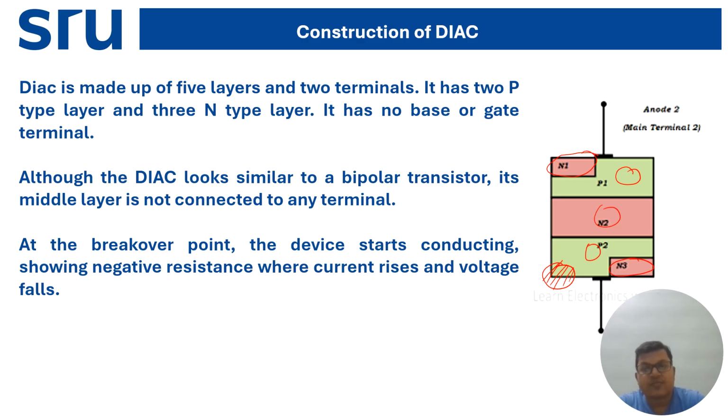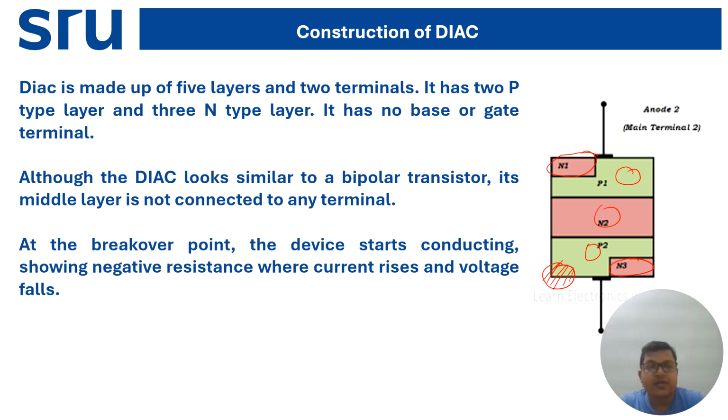Okay, so it may look similar to the emitter, base, collector configuration of the PNP or NPN BJT, but the middle one is not connected anywhere. There, the middle one was the base and it actually controls the collector current. So the difference here is that the middle one is not connected to any terminal.